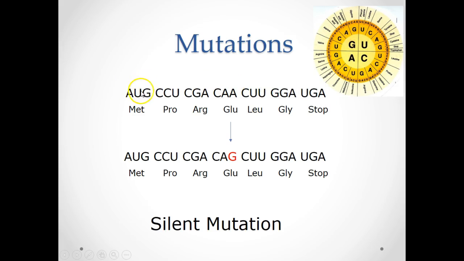But if this is our normal sequence and we all of a sudden randomly change this A to G, notice that we didn't change anything else. Everything is identical except for this A went to a G. And so now this codon, instead of reading CAA, reads CAG. If you look, CAA and CAG both code for glutamine. So that's the identical amino acid. That is a silent mutation.